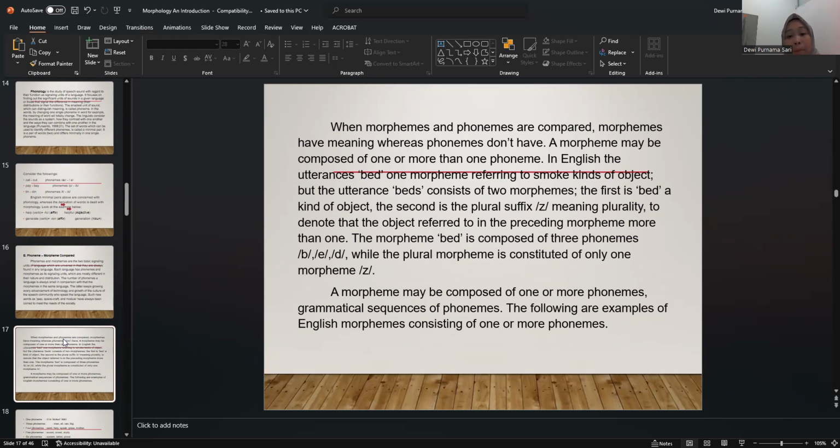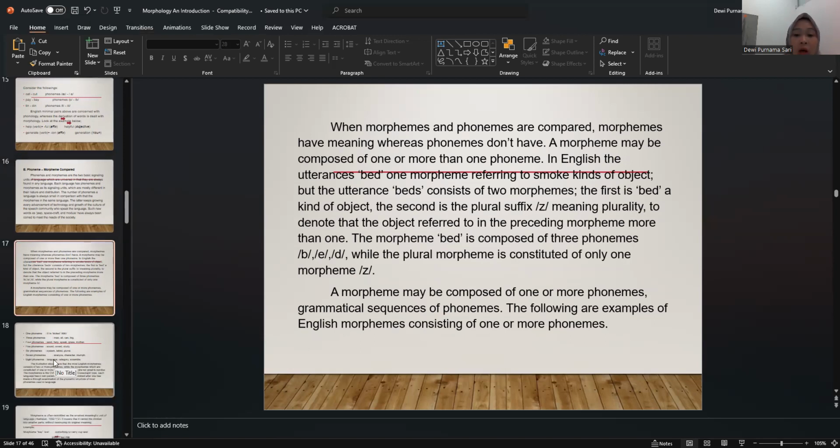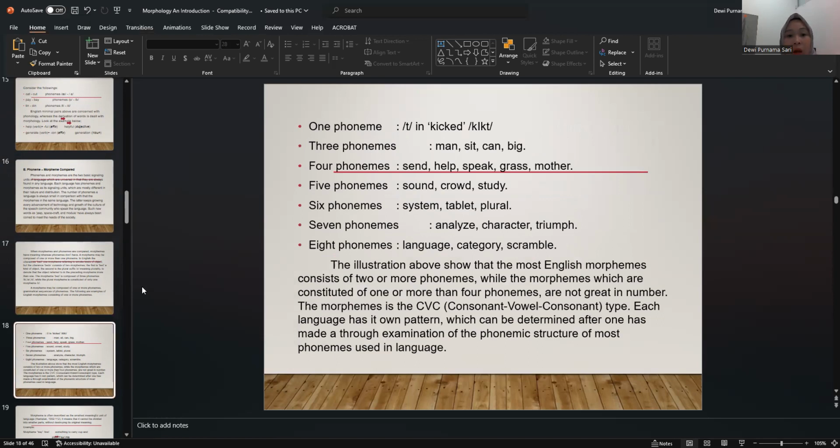A morpheme may be composed of one or more phonemes. These following are examples of morphemes that consist of one or more phonemes. One phoneme, like t in the word kicked, the ending t at the end. Three phonemes, like in man, sit, can, be. Yeah, they are different, with consonants and also vowels in the phonemes.